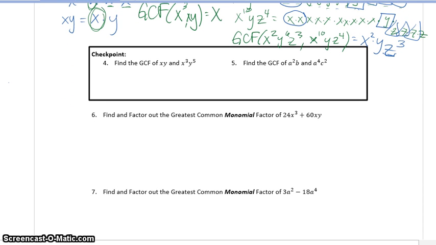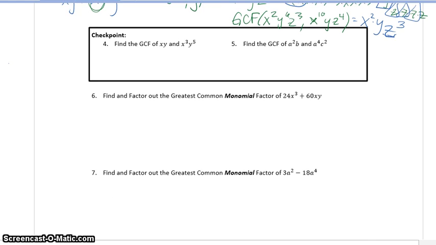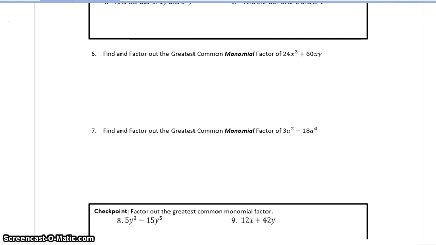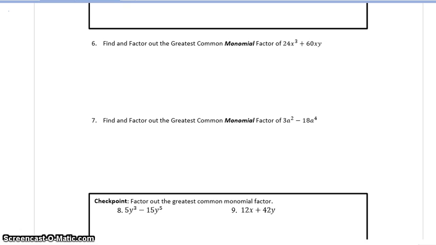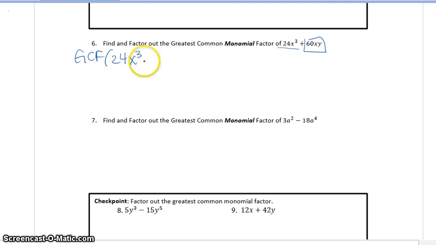When you've finished, unpause and move on to number 6 and 7. We are going to do those together. So in number 6, it asks us to find and factor out the greatest common monomial factor of 24x to the third plus 60xy. So what we're looking for here is the greatest common factor of each of these two terms. So my first term is 24x to the third, and my second term is 60xy.